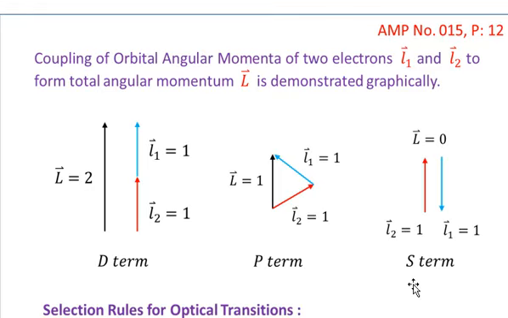So you see that I have explained the S term, the P term, and the D term graphically, showing how the individual orbital angular momenta are combined to give the total angular momentum capital L, having a value capital L equal to 0 for the S term, capital L equal to 1 for the P term, and capital L equal to 2 for the D term.